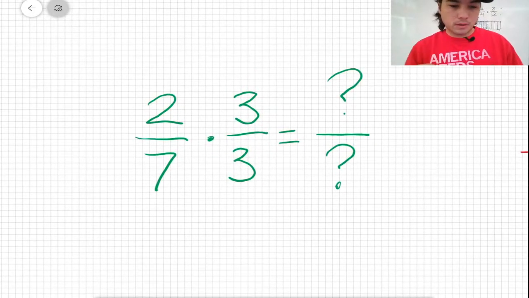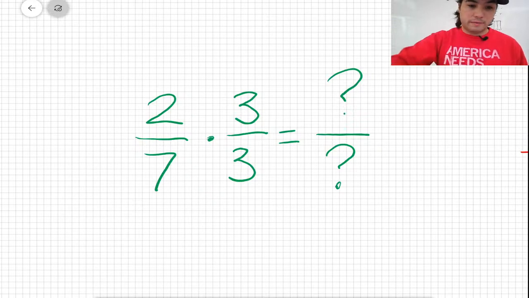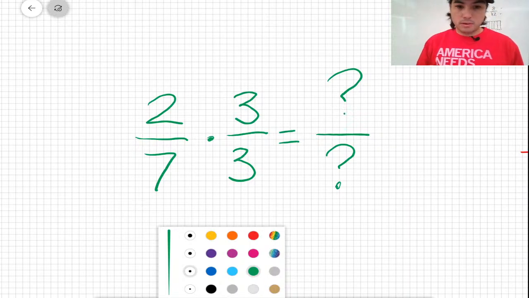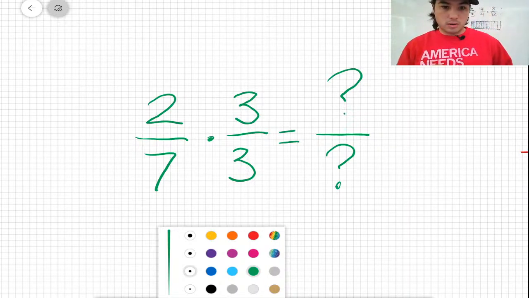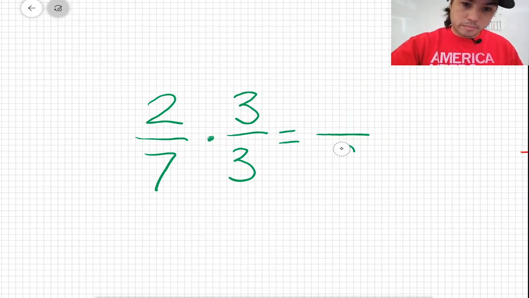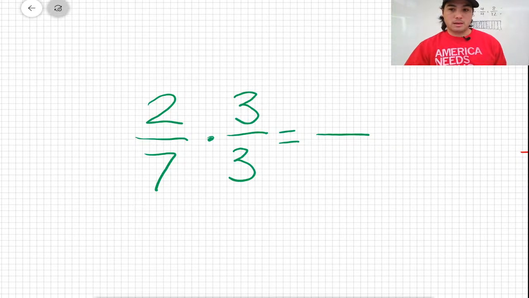Let's start with this one. 2/7 times 3/3 equals what? I'll give you a little bit of time to try this one on your own. Okay. We have both parts to our multiplication equation, and now we need our product. So remember, multiply the numerators straight across, and then multiply the denominators straight across.